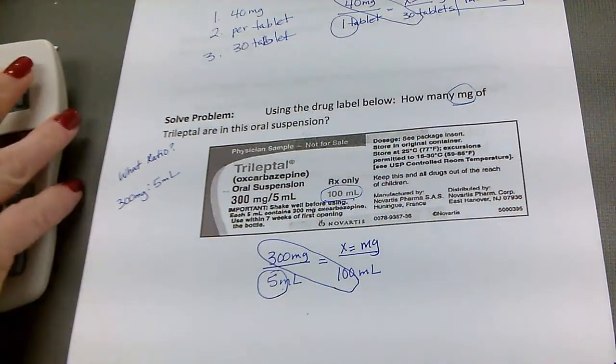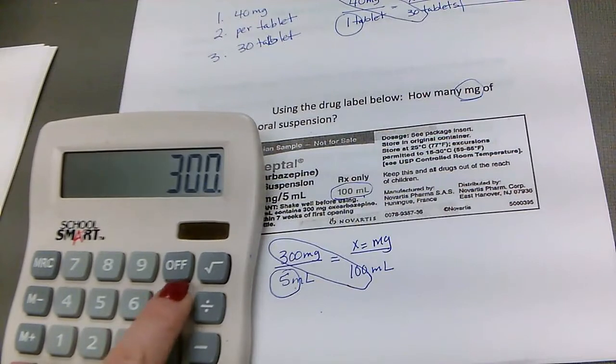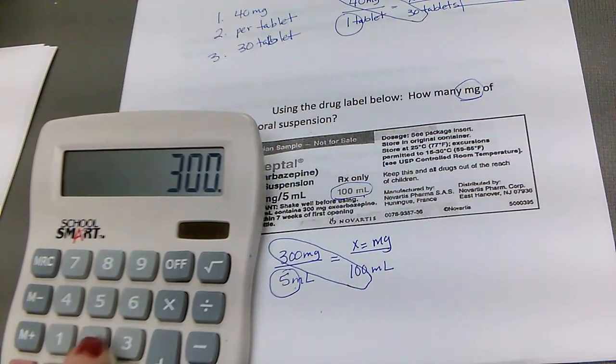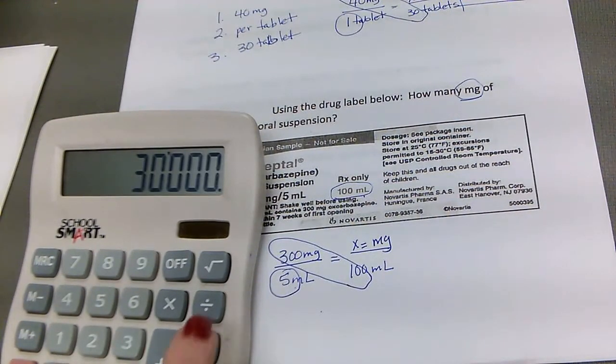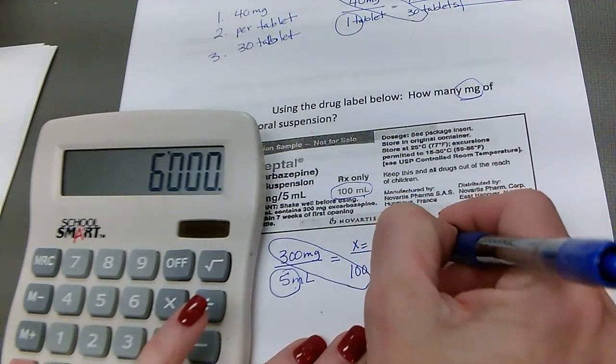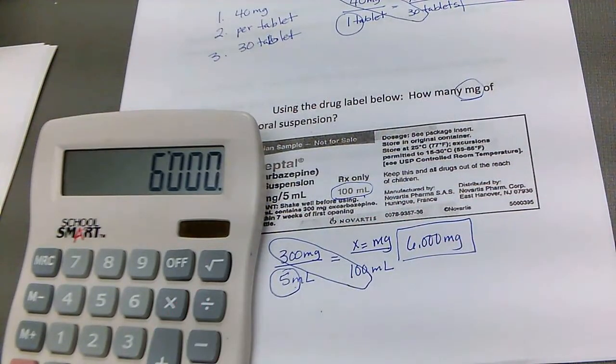So let's grab our calculator. Let's take a look. 300 times 100 equals 30,000, and we're going to divide that by 5. And if I divide that by 5, I get 6,000 milligrams. And that's our answer. That's the total dosage in that whole vial.